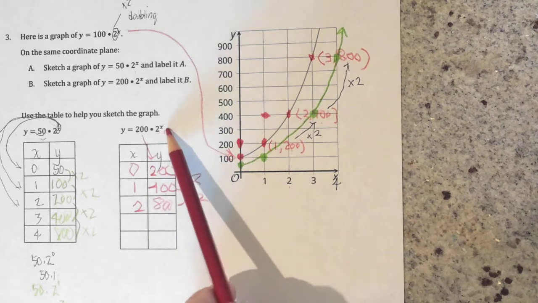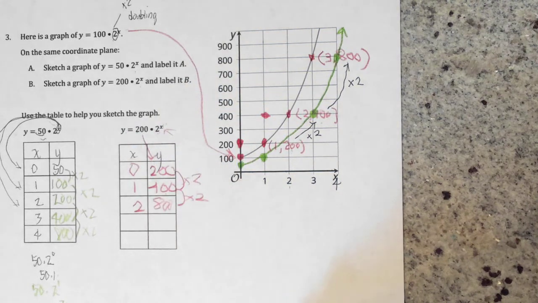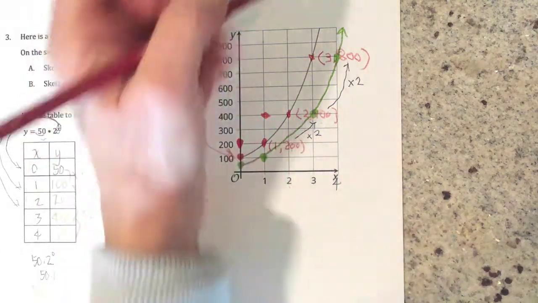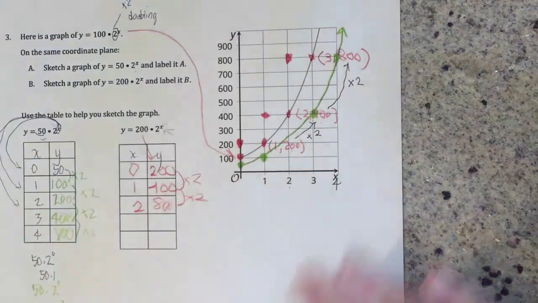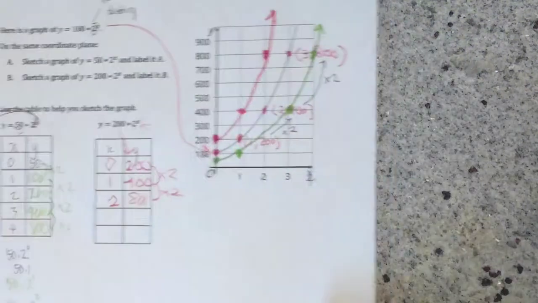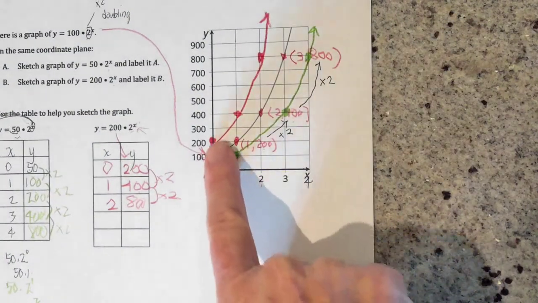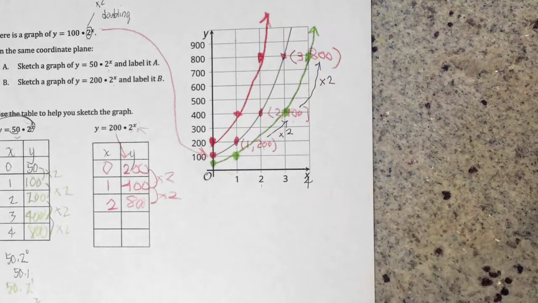Or I can go up here and put 2 in. 2 to the power of 2 is 4. 4 times 200 is 800. So 2 and 800 right here. And now I'm going to connect. And you can see 3 different graphs, all growing at the same rate. What's different about them? My starting or my initial value.